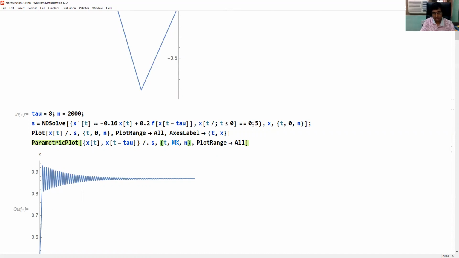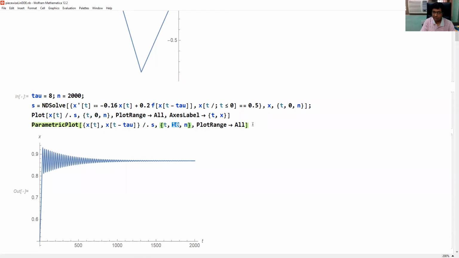So we have seen that 0 is always unstable, and 0.87 and minus 0.87 are asymptotically stable when we take tau sufficiently small. Sufficiently small means it should be less than tau star, and tau star is 8.40. So here we are taking tau equal to 8. The initial condition 0.5 gives a time series like this. We can see that this is converging to 0.87.